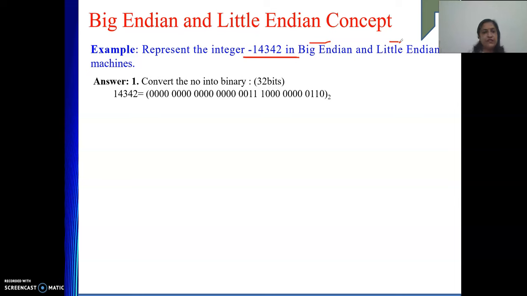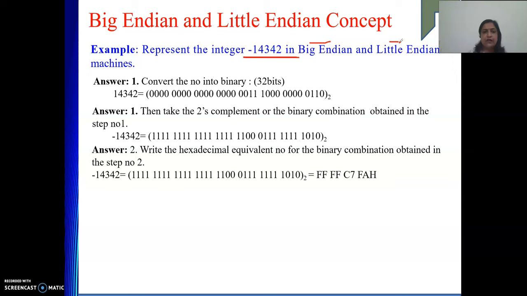This is positive 14342. Next I need to convert it into negative. So I need to take the 2's complement of my binary combination. 2's complement, you remember, very easily we can take: only up to the first 1, I will directly write. After that all other bits I will flip. So it will be 0, 1, then all 1, 1, 1. Like this I will flip the remaining bits. So I come to this answer. This is negative 14342.